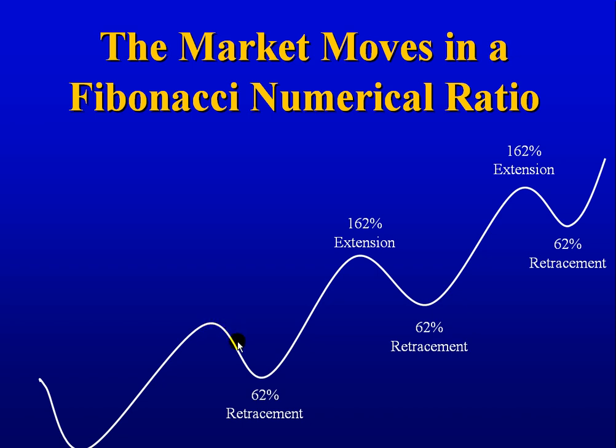the market here will retrace 62% of this overall price swing. We're obviously not to scale. I'm not an artist by any means, but let's just assume that this retracement comes back 62%. Then it will extend 162%, so it will extend 100% plus 62% of this retracement level. And we're going to look at this more closely if you find this confusing. So what we're seeing here is a rhythmical pattern of retracements and extension values.